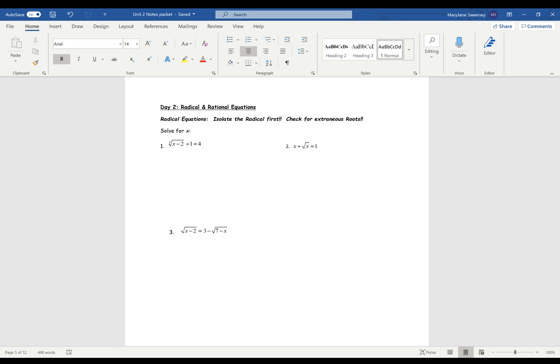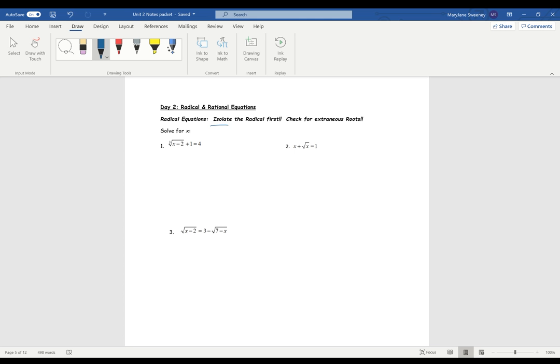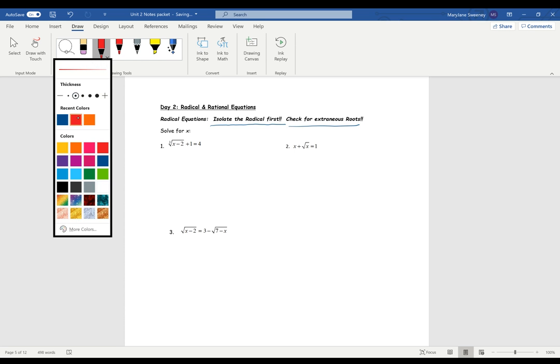Okay, today we're going to look at radical and rational equations. For radical equations, you want to make sure that you isolate the radical first. And you need to check for extraneous roots.